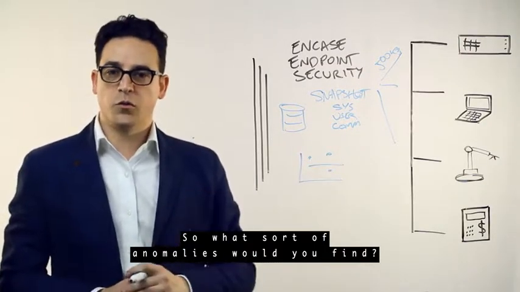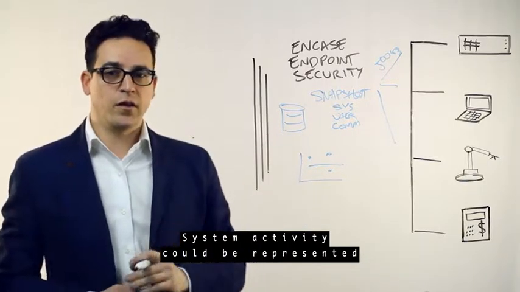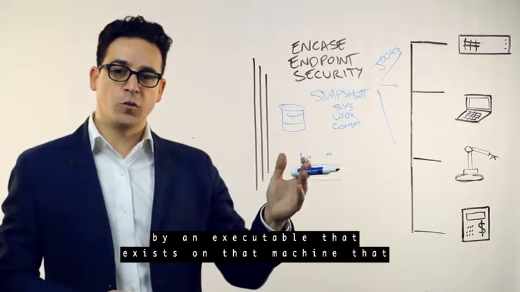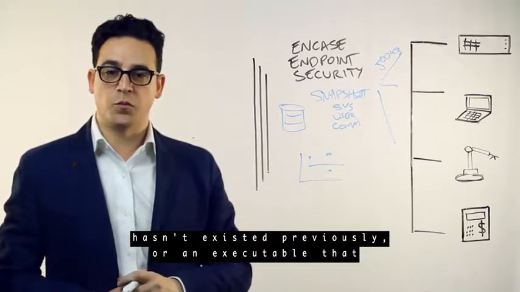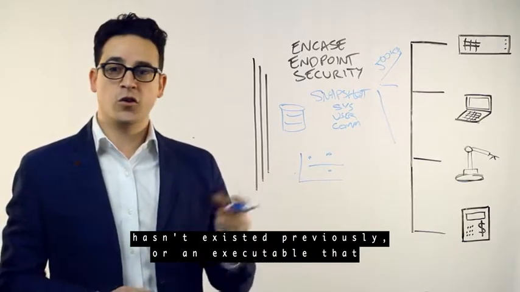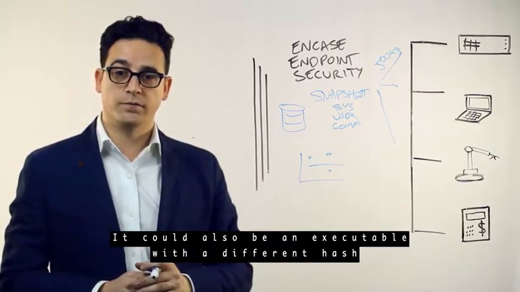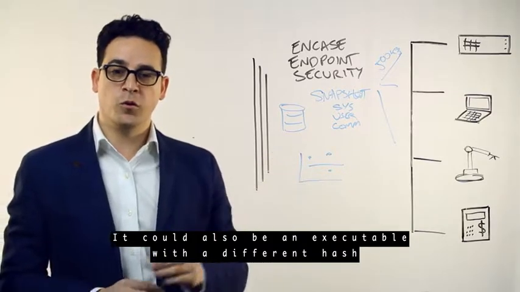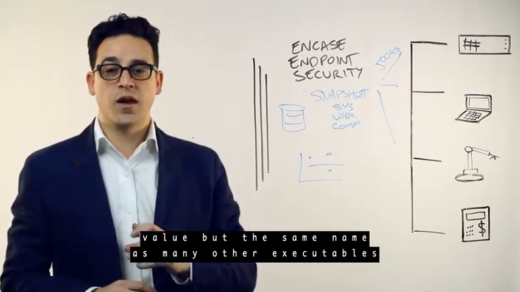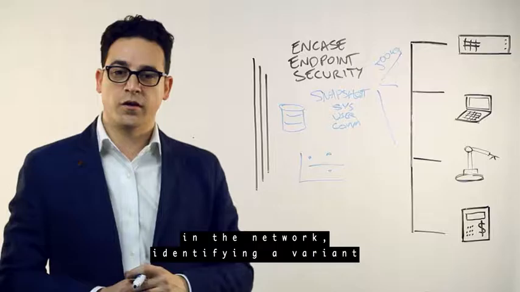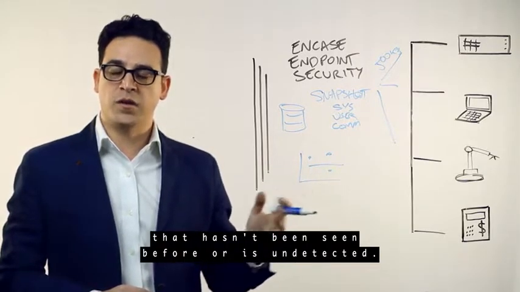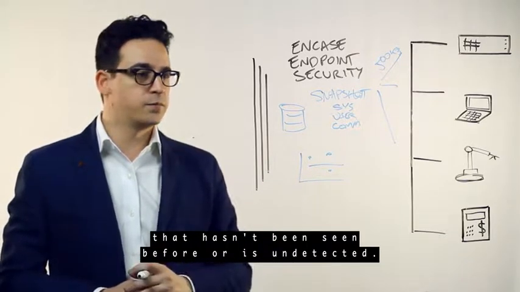So what sort of anomalies would you find? System activity could be represented by an executable that exists on that machine that hasn't existed previously, or an executable that is new to the entire network. It could also be an executable with a different hash value, but the same name as many other executables in the network, identifying a variant that hasn't been seen before or is undetected.